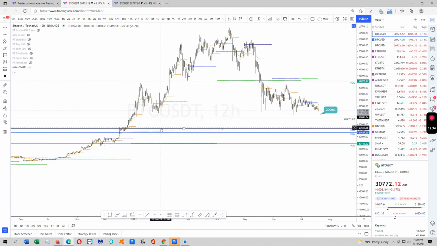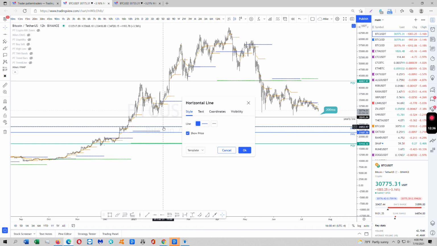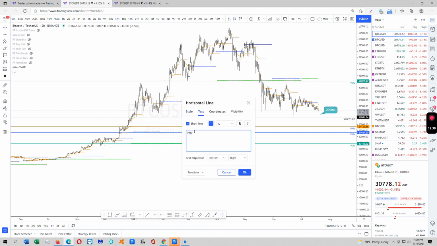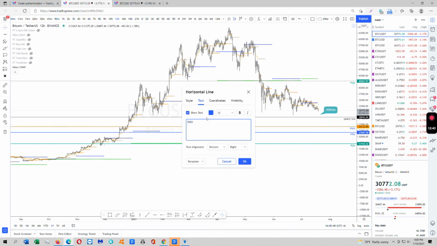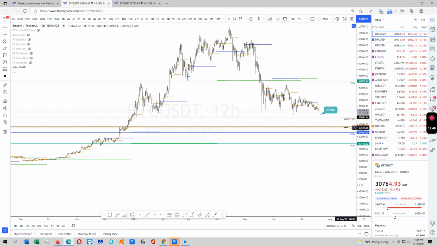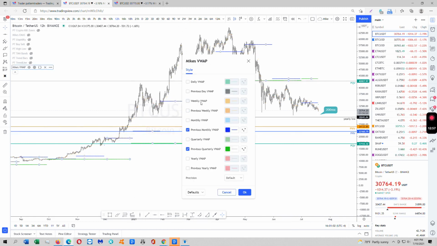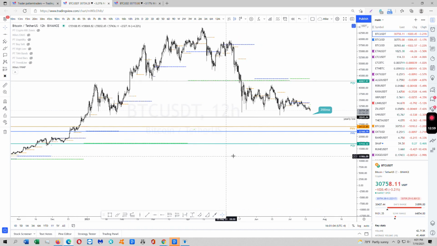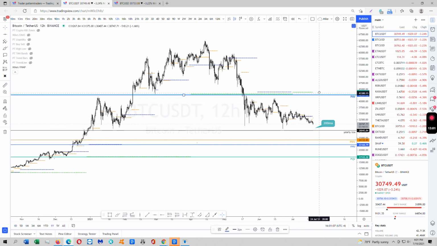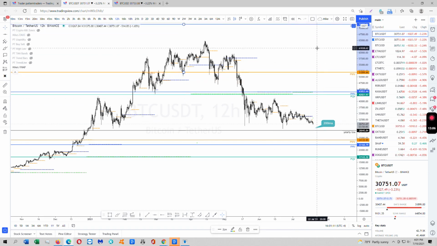12-hour. Gold. Weekly. P. Oops. Alright. Previous weekly is gold. Previous monthly VWAP is blue. Previous quarterly VWAP is green. There we go. Turn off the VWAP because you don't need it anymore. Okay, perfect. And then you have for the top side the monthly and then the weekly up here. I'll get rid of this right here.